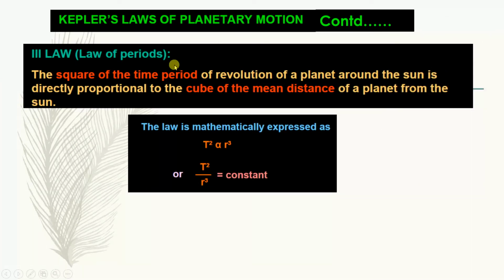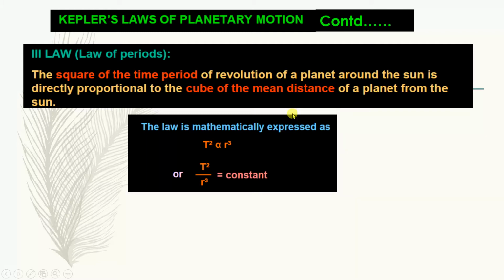This is the law of periods, and this law is very, very important because Newton formulated the gravitational force of attraction between the two bodies that we have studied in the previous class. Newton formulated that formula by using Kepler's third law, that is the law of periods. The square of the time period, meaning the time for one revolution, of a planet around the sun is directly proportional to the cube of the mean distance of the planet from the sun.